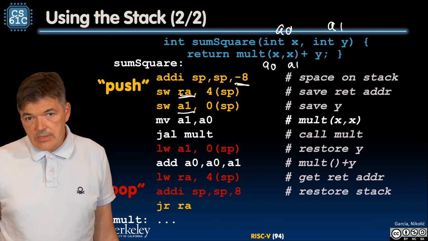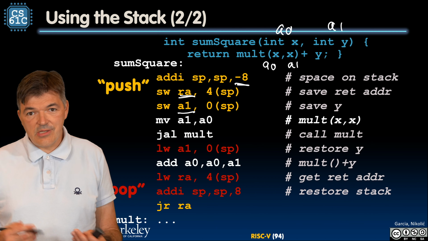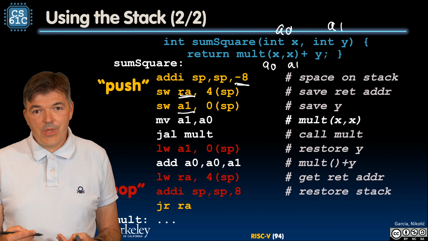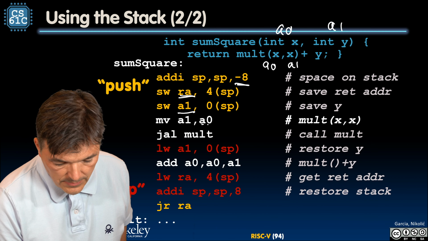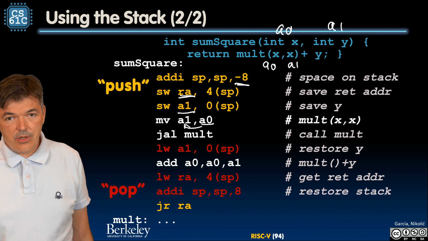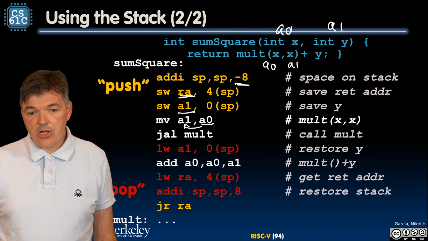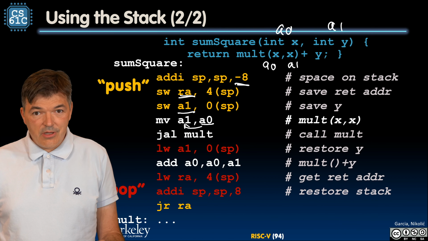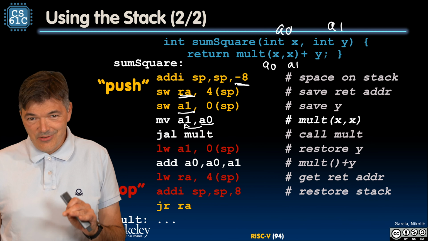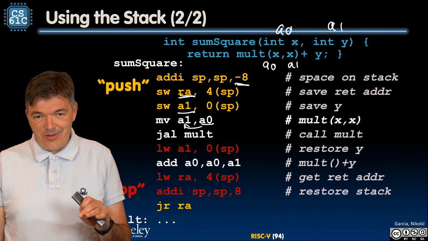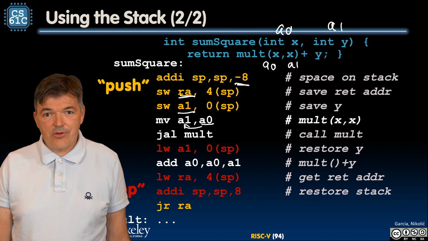In order to set up the mult call, in order to call mult, we need to put its arguments in the right place. So we need to copy the value of x from A0 into A1. And remember, move is a pseudo instruction that essentially just copies the value from one register to another. There is no move. The original value still stays in A0. We just get a copy of it in A1. It's an add immediate with a 0.